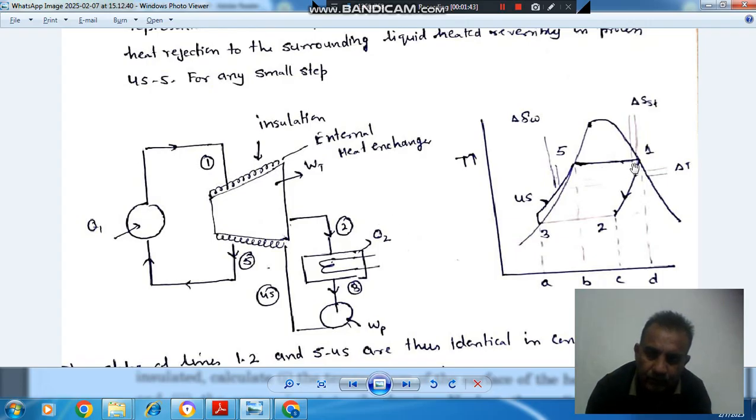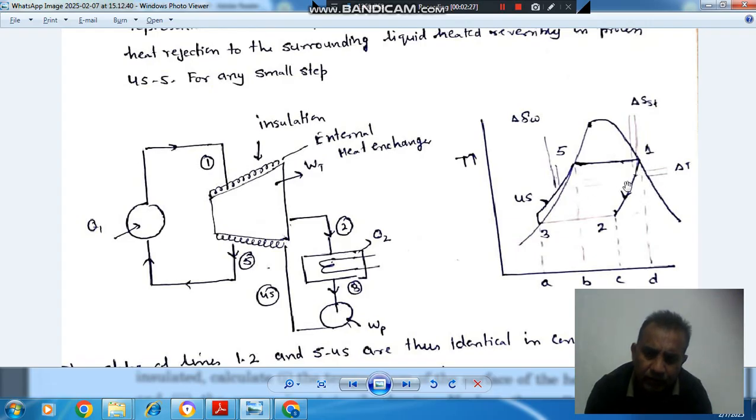So in the TS diagram, if there is no regeneration, then 1 2 would be a vertical line. But now it is this inclined line. That is why the heat is transferring from this steam to this water. From 1 to 2 the heat is transferred to the water from 4 to 5. So now we can assume that for a small entropy change of water and for a small entropy change of steam, the temperature difference is also there.